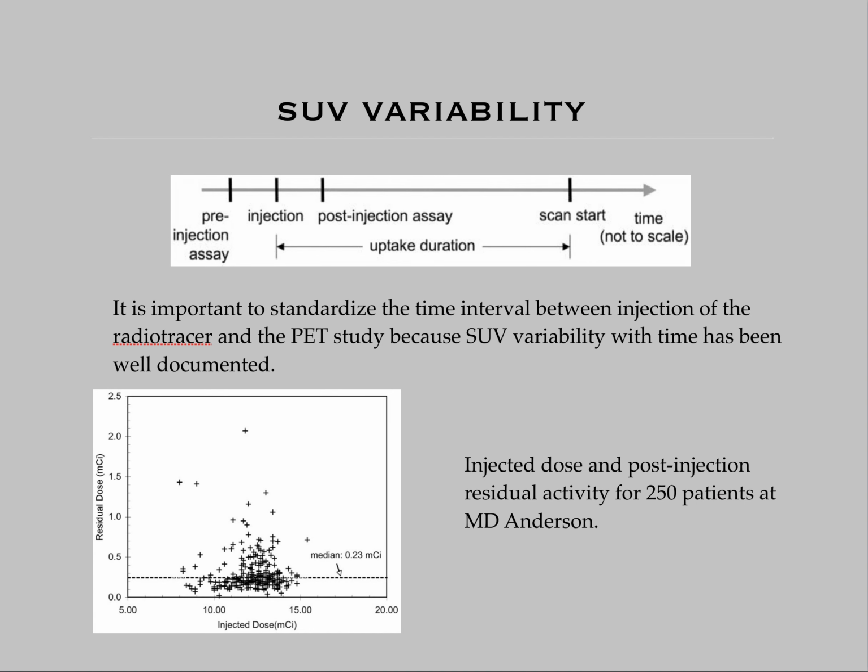This was a really neat study from MD Anderson looking at the doses left in the syringe after the injection, and you can see that in one particular case over 2 millicuries was left in the syringe, and that would have a tremendous impact on calculations of SUV max, because we do need to know what was actually injected. So it's very, very important to train technologists to prevent extravasations and to accurately assess what is left in the syringe.